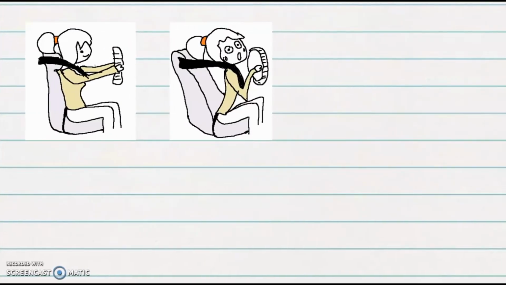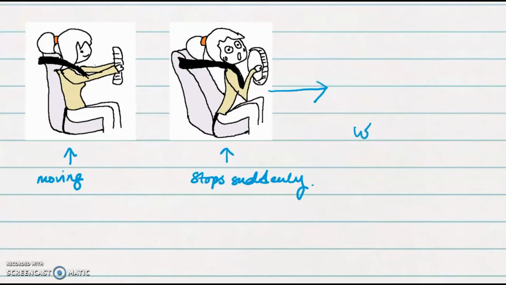Okay, let's see another example. I'm pretty sure you experienced this before. So look at these two diagrams. So diagram 1, actually the car is moving. And diagram 2, the car stops suddenly. Okay, and then what happened to your body? You tend to lurch forward. Why? Because initially you are in a moving state, but after the brake is applied, you resist to stop. And you still want to keep moving, that's why you tend to lurch forward.